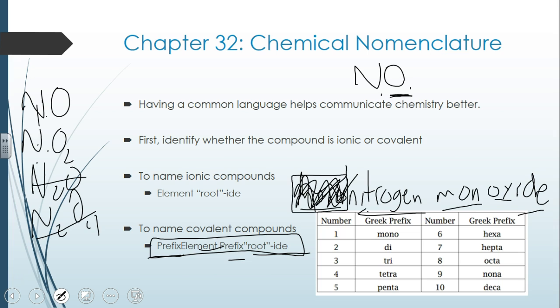So that's how we name chemical compounds, both ionic, which is pretty straightforward, and then covalent, which has an extra step in there, but is related to naming ionic compounds.